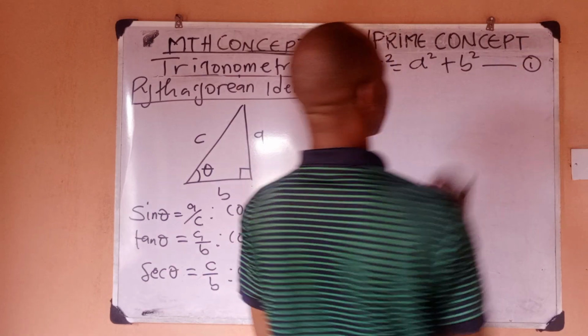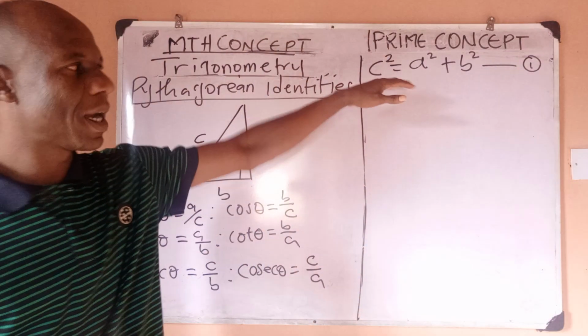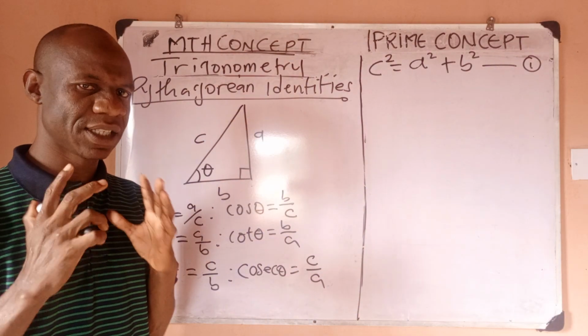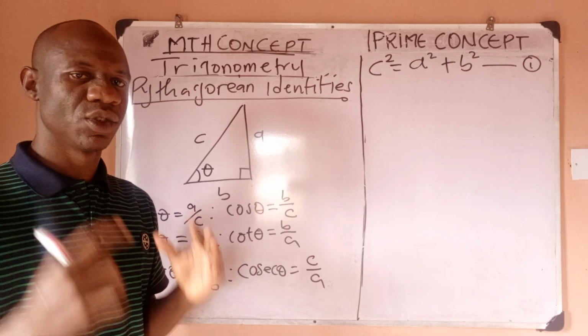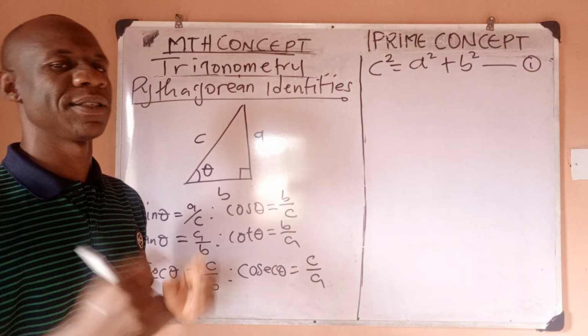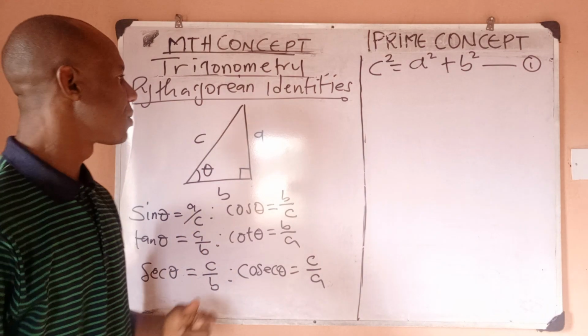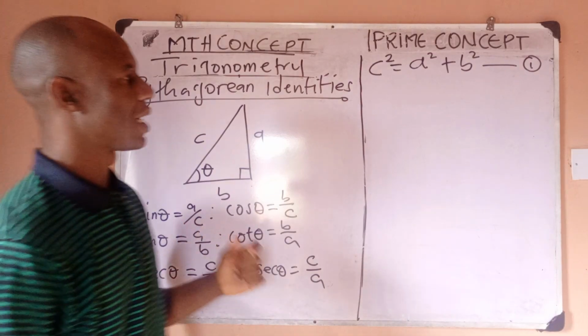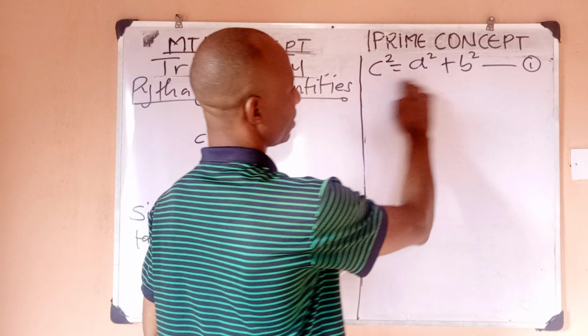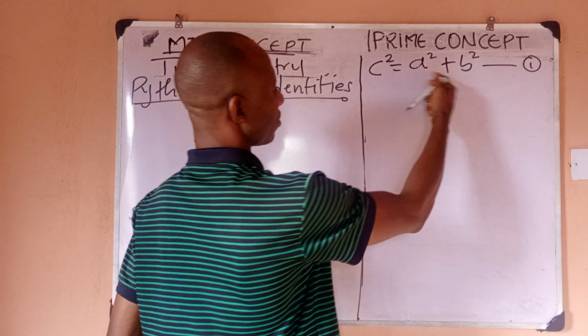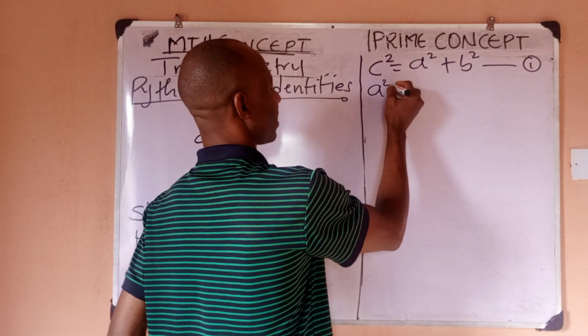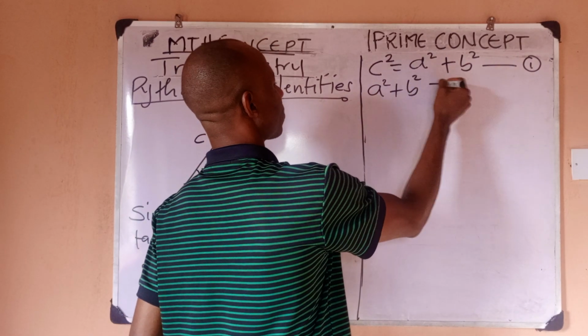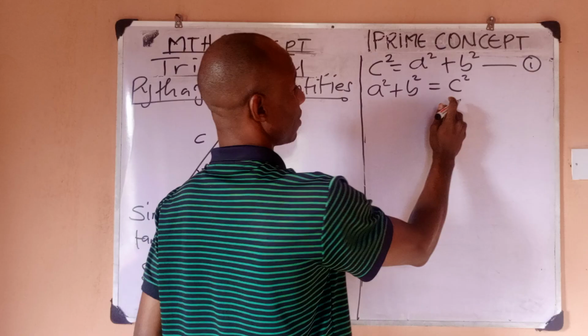I'll call this equation 1. This is Pythagoras' theorem, but that is not where we are going. We want to use that to get the trig identities. Now, I would prefer to write it this way, a² plus b² equals c². It's still the same thing.